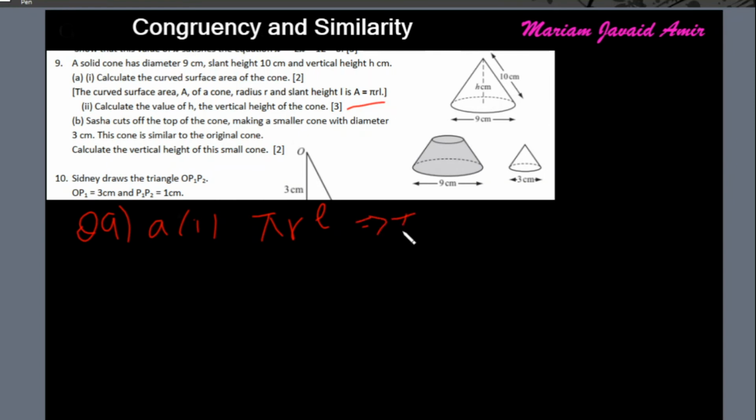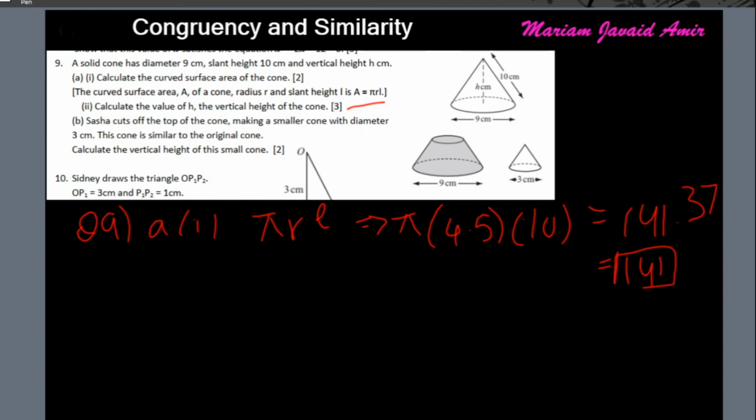So pi will simply be pi, r will be 9 over 2, which is 4.5, and L is the slant height, which is 10. So in my calculator I'll enter 45 pi. This gives me 141.37, and we're supposed to round it off to three significant figures, so I'll write 141 as my final answer.